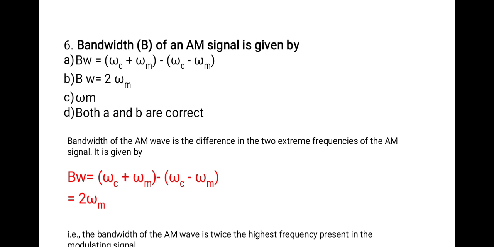And we know that bandwidth of the AM wave is the difference in the two extreme frequencies of an AM signal, and it is given by bandwidth is equal to in bracket omega c plus omega m bracket complete minus in bracket omega c minus omega m bracket complete. Also, bandwidth is written as 2 omega m. So the correct option is D. Both A and B are correct. That is, the bandwidth of the AM wave is twice the highest frequency present in the modulating signal. So the correct option is D.